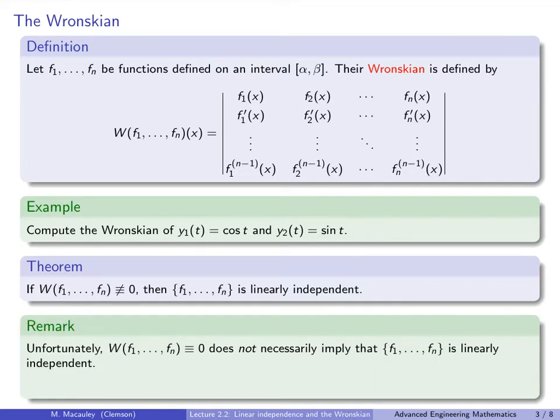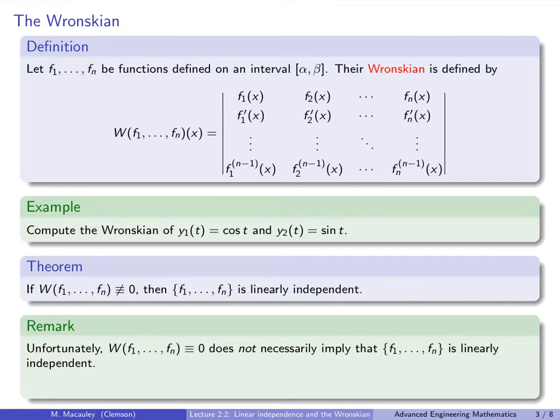Now, here's the bad news. If we compute the Wronskian, and it happens to be equal to the zero function, then that does not necessarily imply that these functions were linearly dependent to begin with. It provides evidence that there's a very good chance that they are, but we can construct examples of functions that are linearly independent and whose Wronskian is zero.